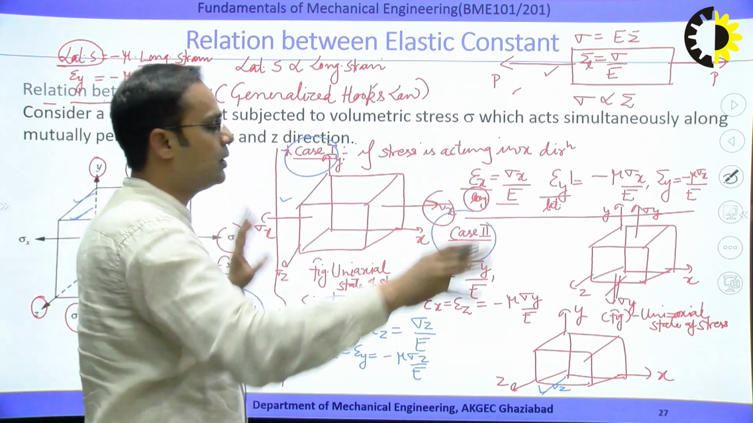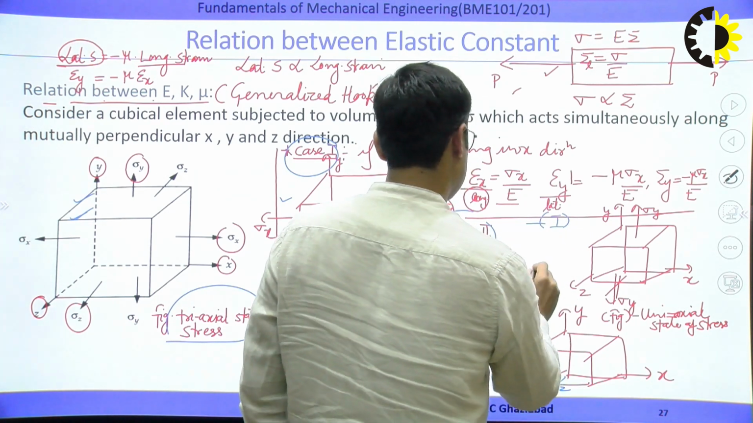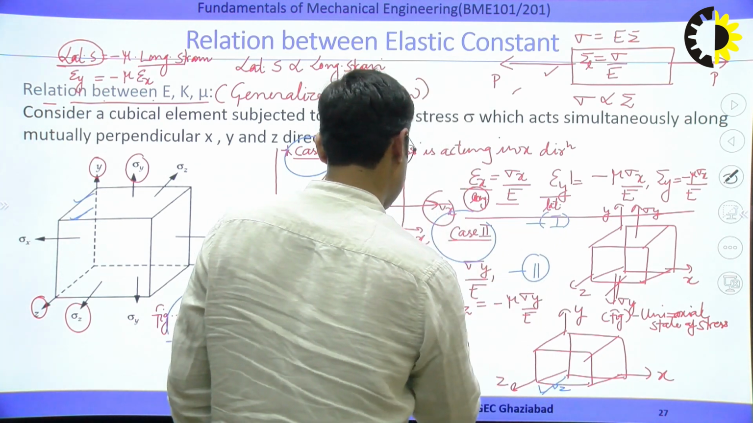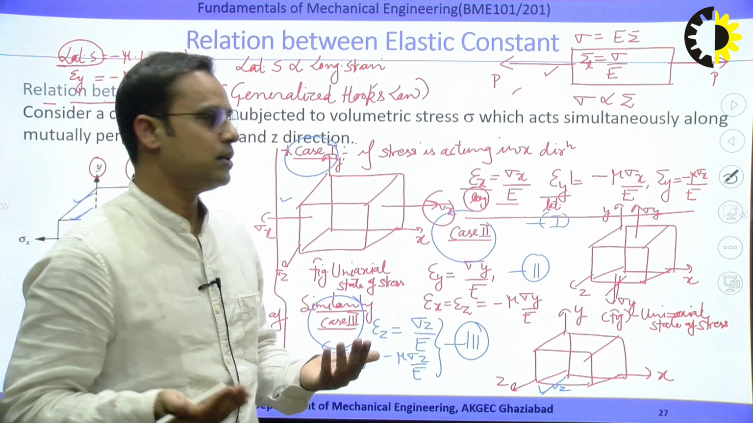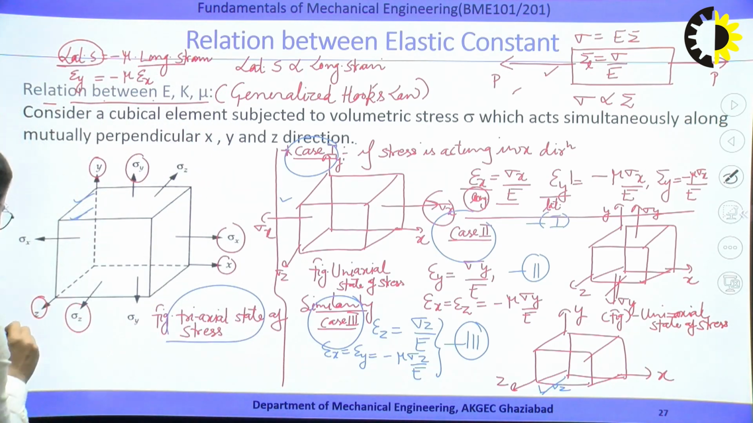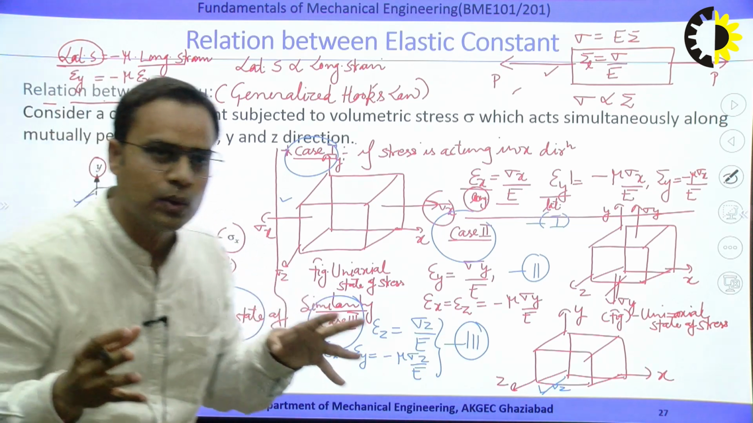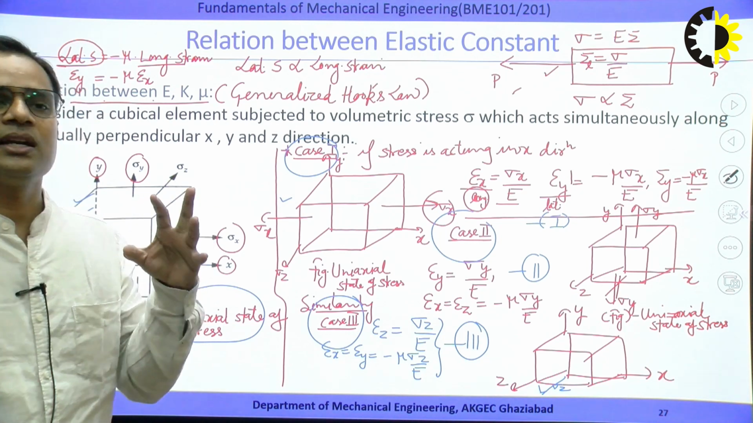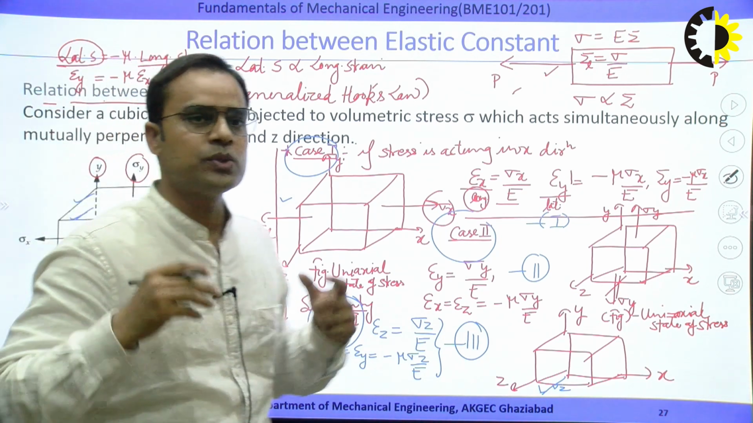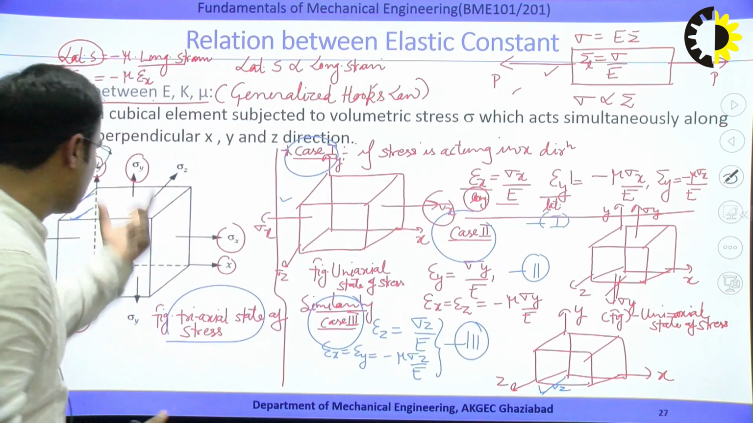If we combine all these 3 equations, this is equation number 1, this is equation number 2, and this is equation number 3. We can calculate how much net strain there is in the x direction. Now we are combining all 3 cases, and the result is the triaxial state of stress. In that case, we are interested to know how much strain is induced in the x direction due to the triaxial state of stress.